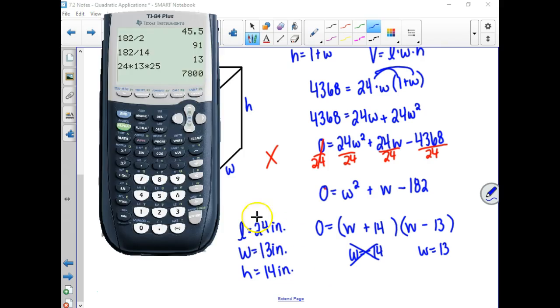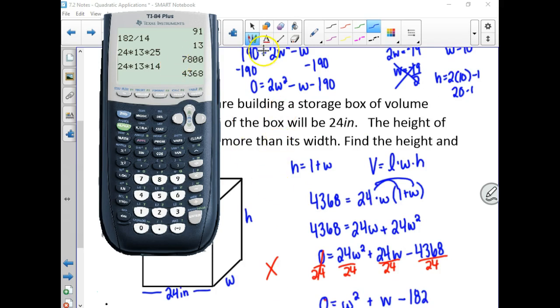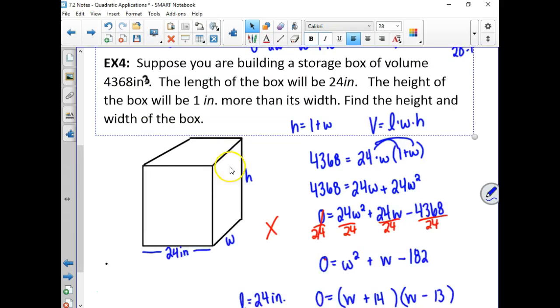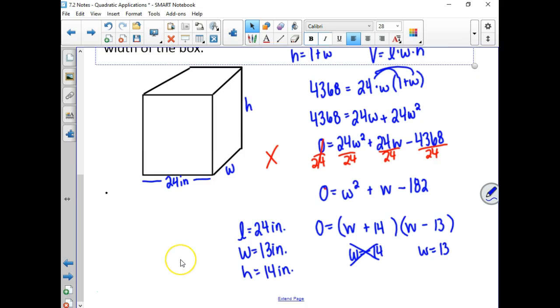If I want to check my work, I can do so pretty easily. I just need to do 24 times 13 times 14, length times width times height. I get 4,368, which is supposed to be the volume that I have here in the original problem. So I know that I've done this problem correctly.